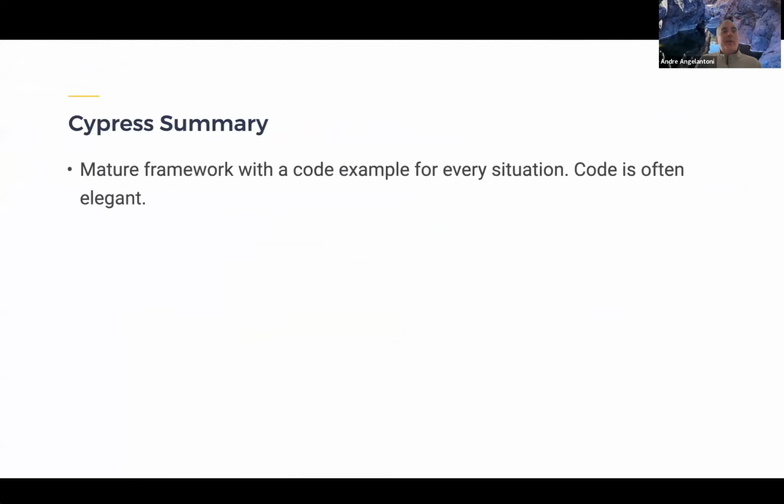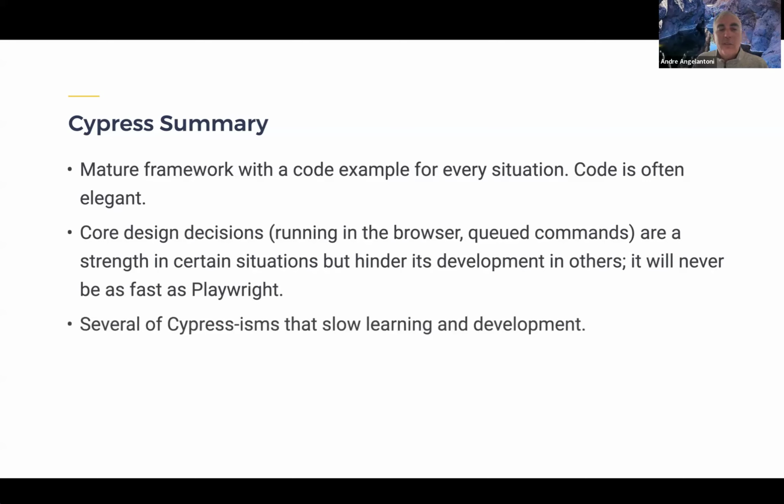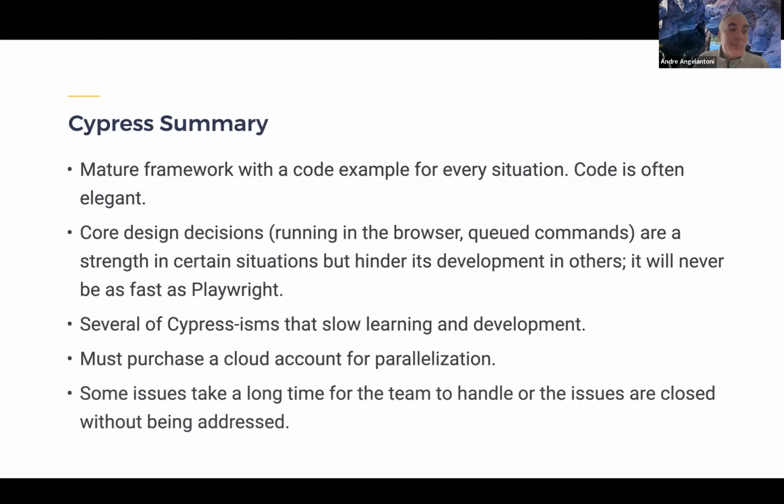So the Cypress summary is that it's a mature framework. It has a code example for every situation, and the code is often elegant. However, core design decisions, running in the browser, queued commands, a few others, are a strength in certain situations, but hinder its development in others. It will never be as fast as Playwright. Several Cypressisms exist that slow learning and development, and you must purchase a cloud account for parallelization. And some issues take a long time for the team to handle, or the issues are closed without being addressed.